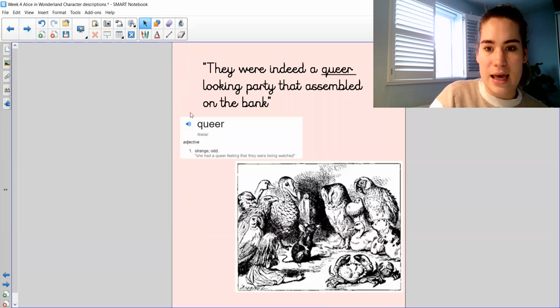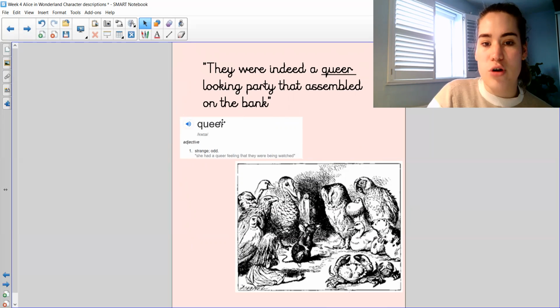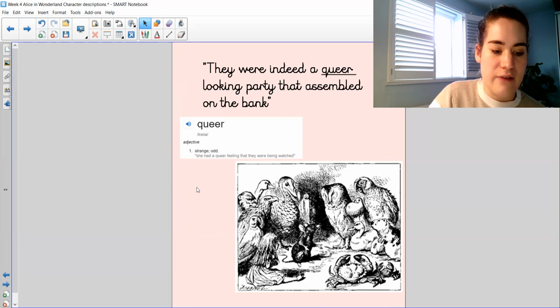Straight away we can hear this old-fashioned language. They were indeed a queer-looking party that assembled on the bank. Okay, so this word's queer. This word queer means strange or odd, and here they all are assembled on the bank. I wonder if you can think of any synonyms for this word queer that we might use to describe this odd-looking bunch of animals that have assembled on the bank. Fab, we're going to carry on.